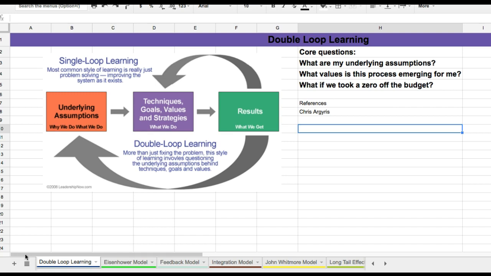So building on that, I put together three questions that have helped me think about this even further. So what are my underlying assumptions? What values is this process emerging from? So not just thinking about processes, but thinking about values.